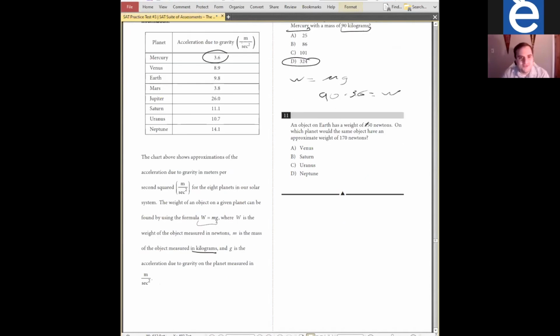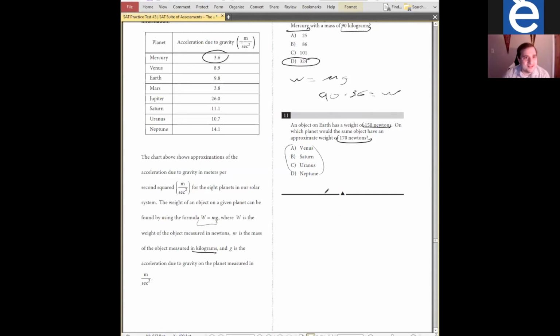An object on Earth has a weight of 150 newtons. On which planet would the same object have an approximate weight of 170 newtons? Okay, so here's what we need to do. Here's our acceleration due to the force of gravity. What we need to do is take this weight and find out what the mass of the object is. And then we can check what the weight of the object would be with each of those coefficients due to the force of gravity.